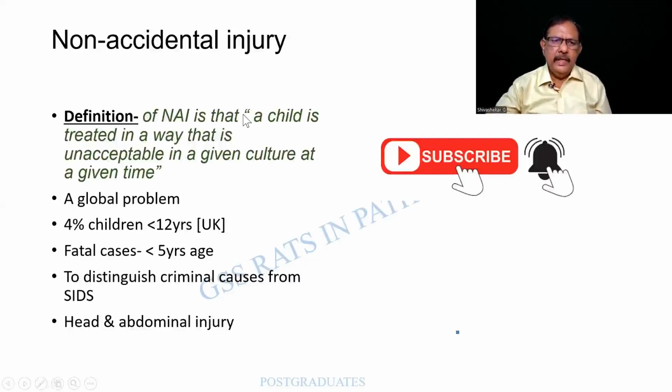Non-accidental injury is that a child is treated in a way that is unacceptable in a given culture at a given time. So, very important from the legal point of view. It is a global problem. The percentage is given over here, 4% in UK. Fatal cases are more, less than 5 years of age. And the importance is to distinguish it from SIDS and also what are the major areas that are being involved.